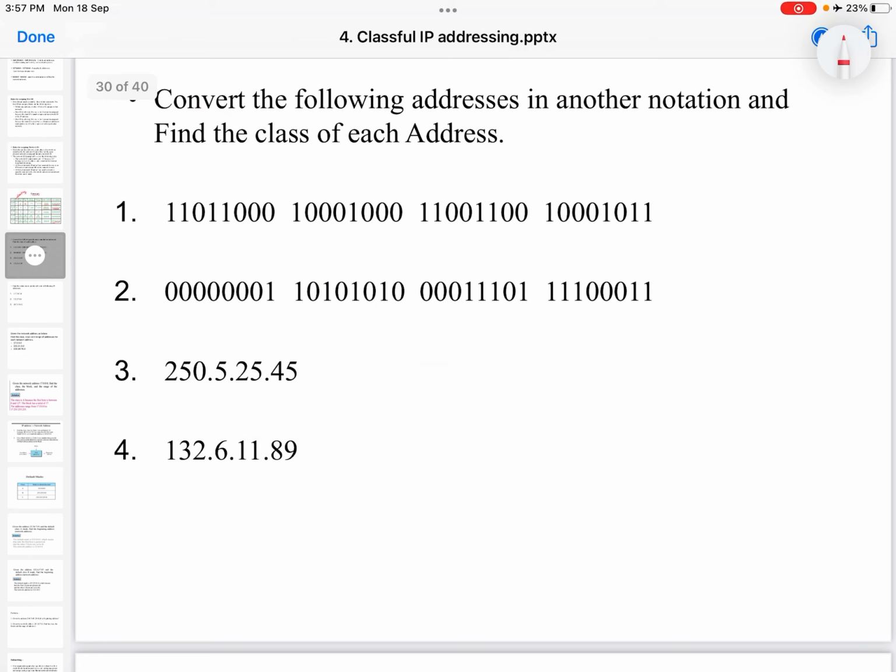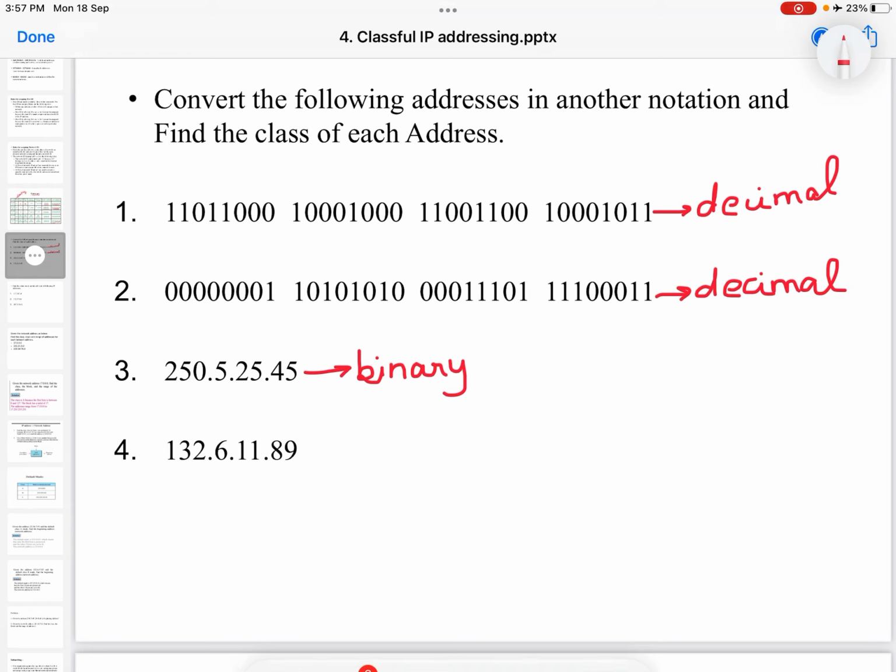Now what have they said? Convert the following addresses into another notation and find the class. Another notation means this is given in binary, so you have to convert it into decimal. Simply you will be putting the decimal conversions of each of them in the calculator. This also you have to convert into decimal. This you have to convert into binary, and this also you need to convert into binary.